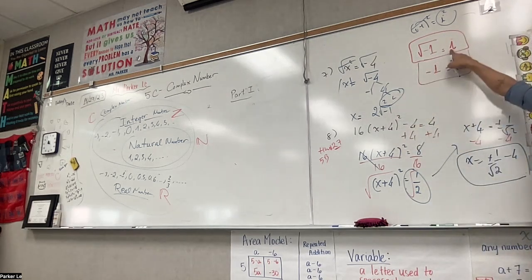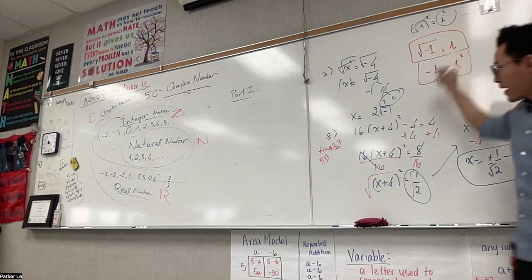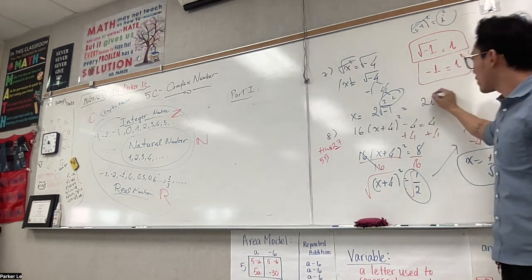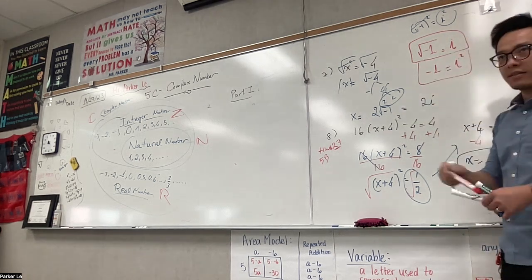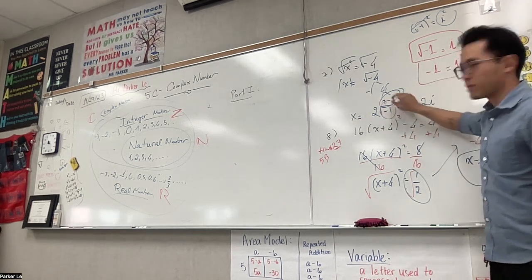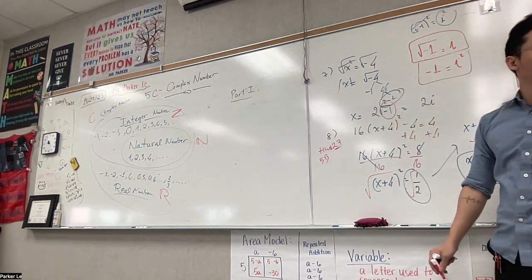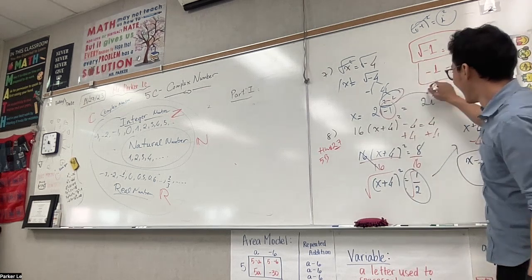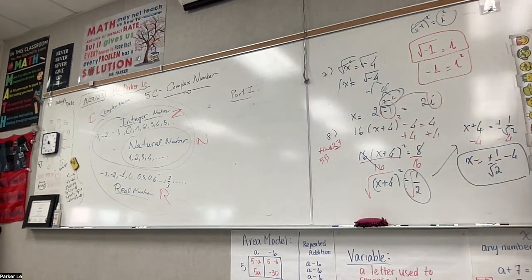Square root of negative 1 is only i. So the answer is 2i. Okay. Don't forget this. I know it's a year, but it is there. It's there.